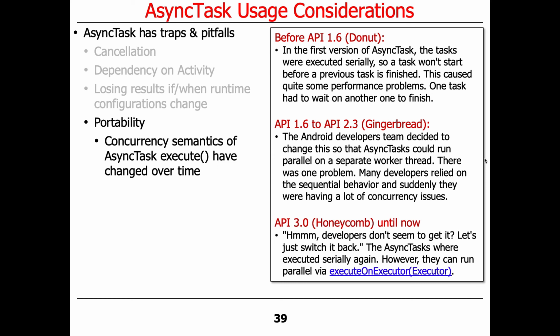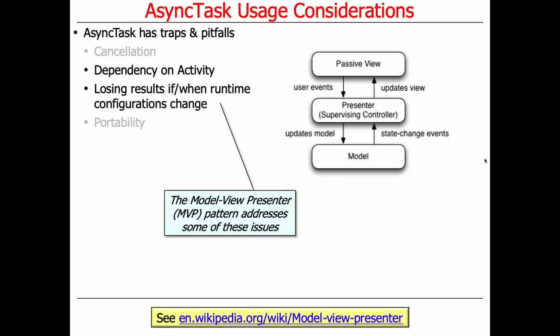Different versions of Android have different semantics for AsyncTask. In the original version, everything was executed serially in a background thread. From 1.6 to 2.3, AsyncTask ran things in parallel, but that broke a lot of code because people hadn't expected that to happen. Then in Android 3.0, which is called Honeycomb, until now, they changed the semantics back to serial, but if you want parallel computation, you can use execute on the executor. Just an example of semantics gone awry, semantics gone wild.